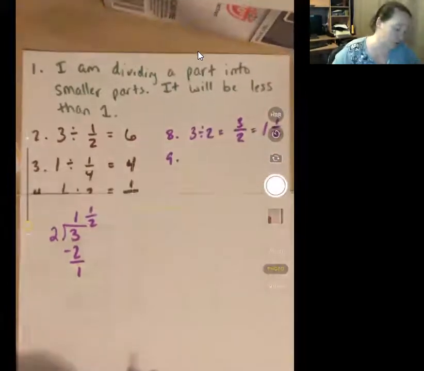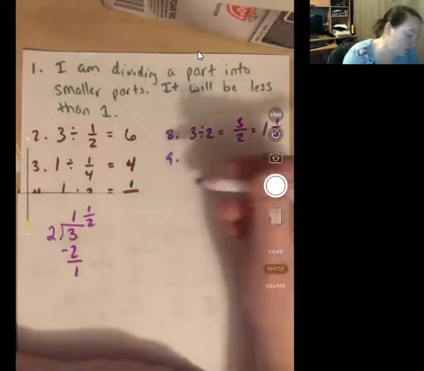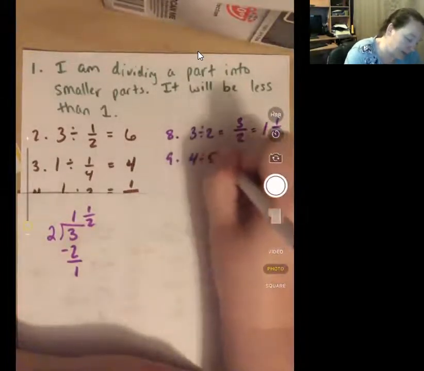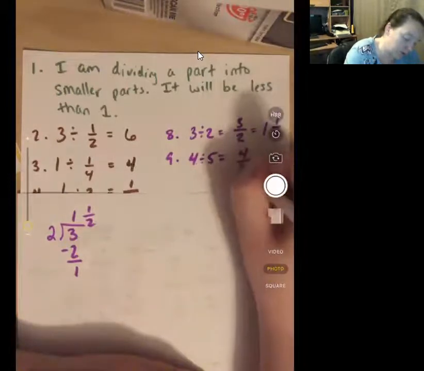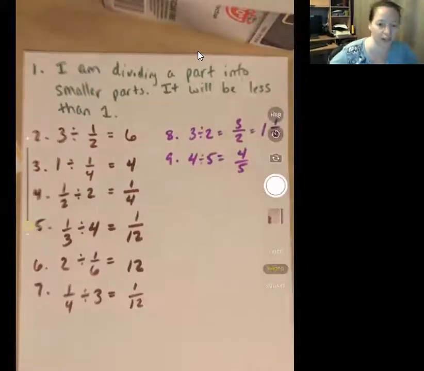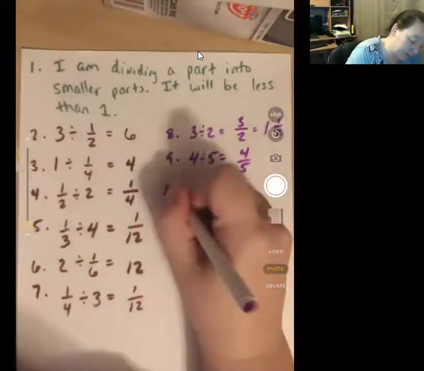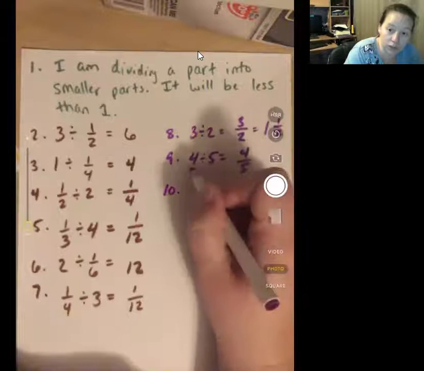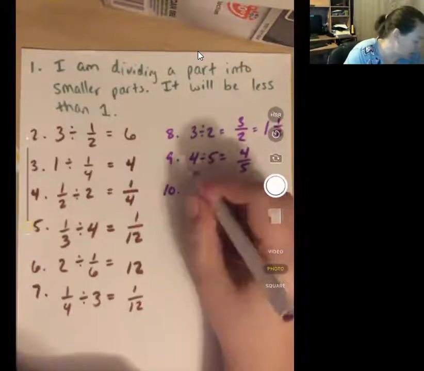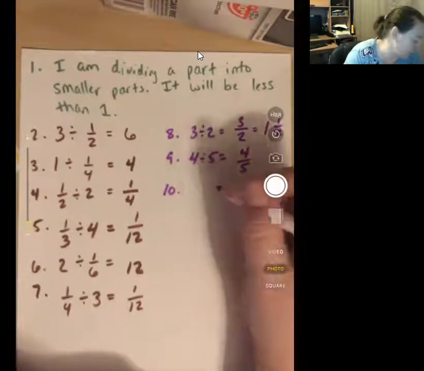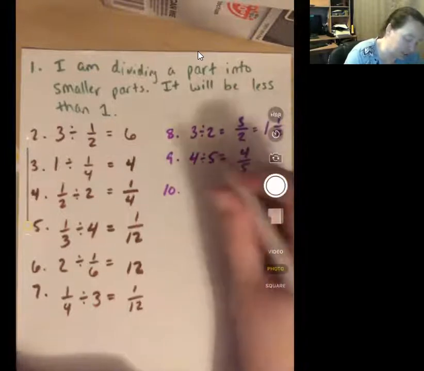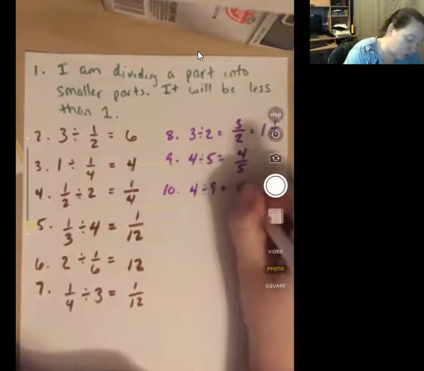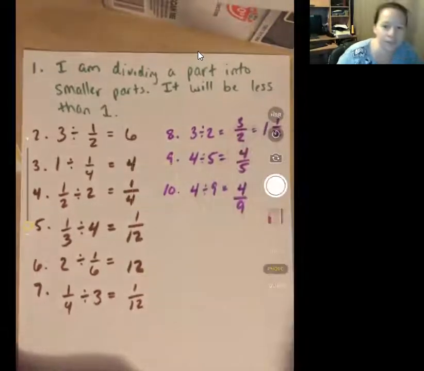Number 9. 5 girls share 4 sandwiches equally. What fraction of a sandwich does each girl get? 4 divided by 5 is equal to 4 over 5, 4/5. Number 10. Remember, first number goes on top, second number goes on the bottom. Numerator, denominator. 9 boys share 4 pizzas equally. What fraction of a pizza does each boy get? 4 divided by 9 is the same as the numerator is 4, the denominator is 9.